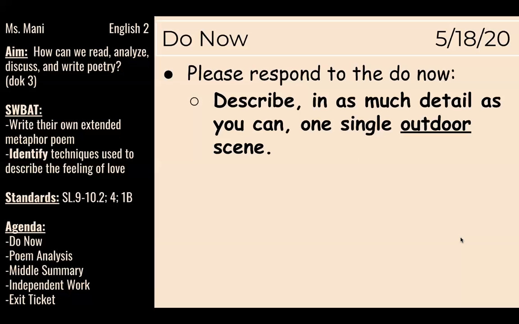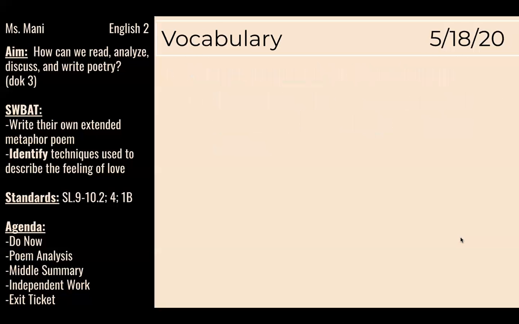So that's just one example of how detailed you can be when describing something. Right. So let's say if you have a balcony, what's outside your balcony? Perhaps you go to the park all the time. Describe the park, describe the trees. If you can't think of an outdoor space, then it's totally fine if you choose somewhere in your apartment or house. Okay. So that's the do now for today.